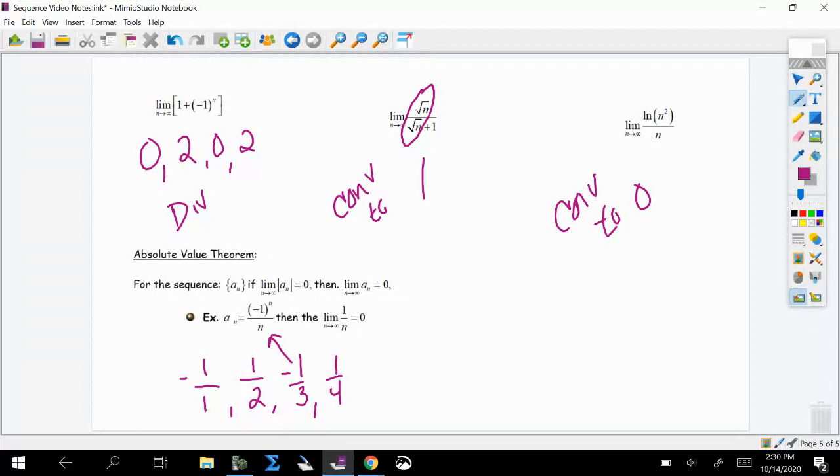And you could tell that by, if you take the absolute value and you just look at 1 over n, the bottom's going to get really big as you go to infinity. The top is going to stay the same. So it is going to go to 0. So those are just some basic terminology and things you should be comfortable with for sequences.